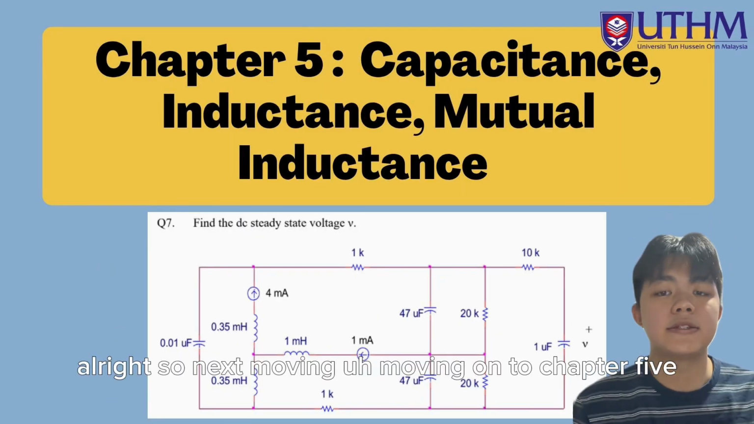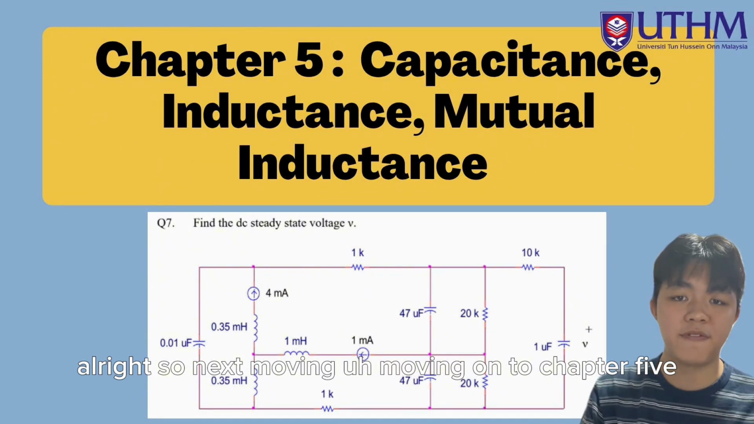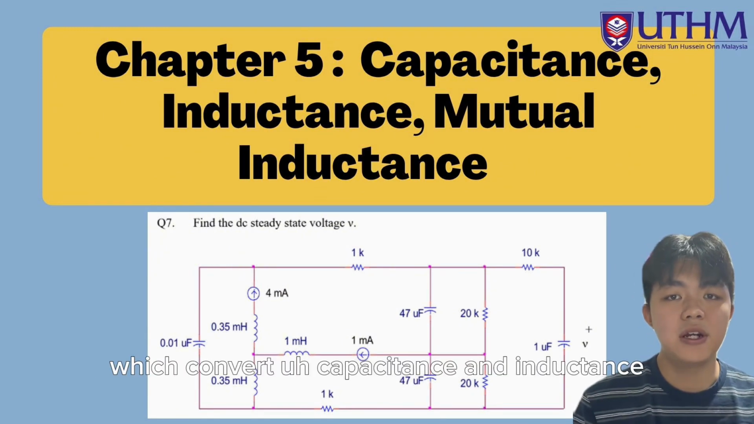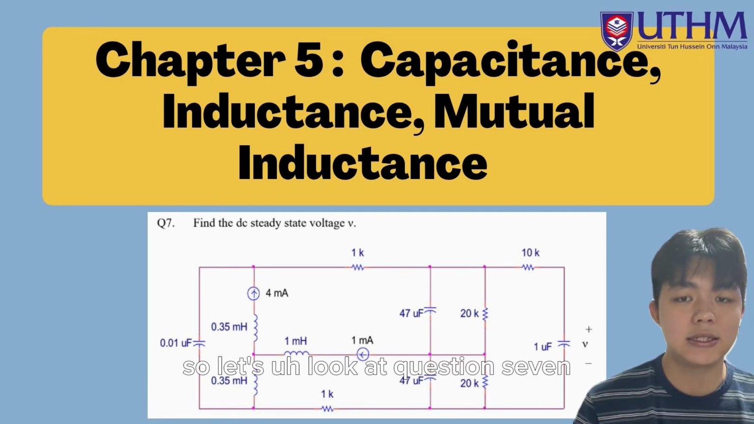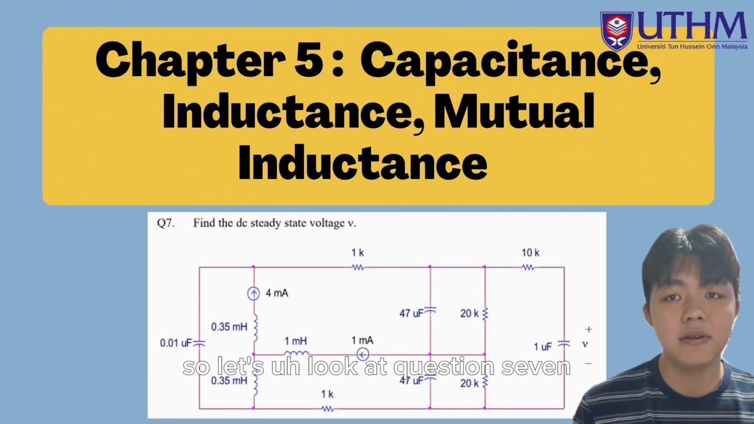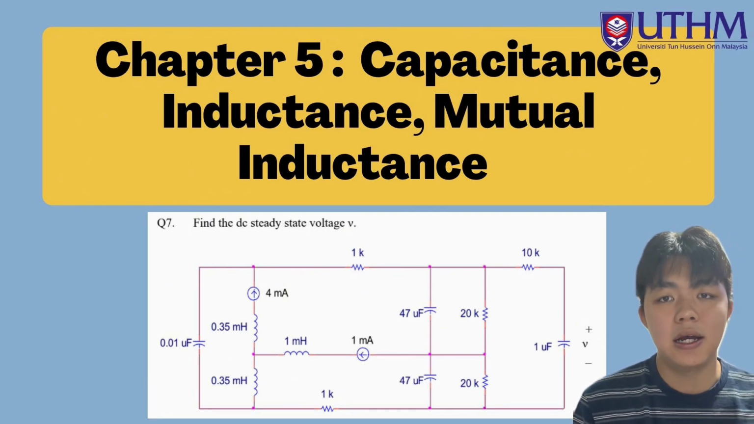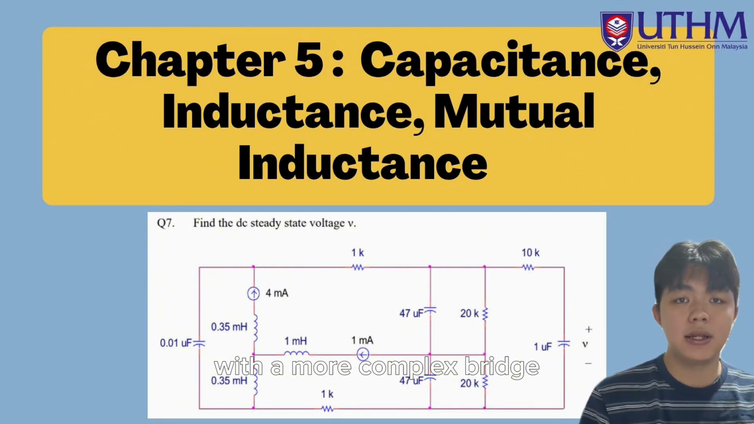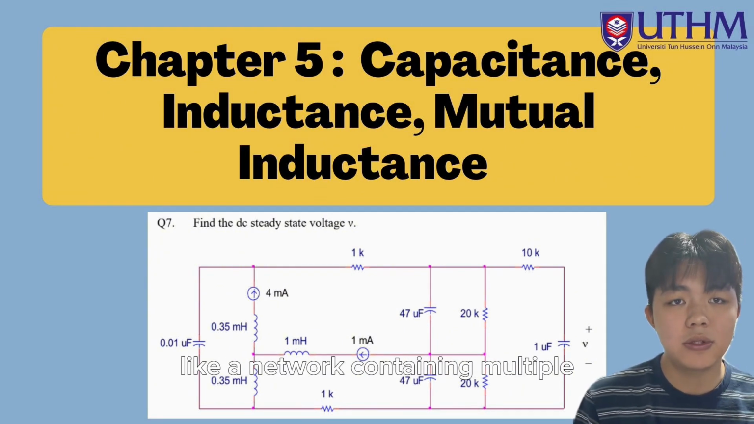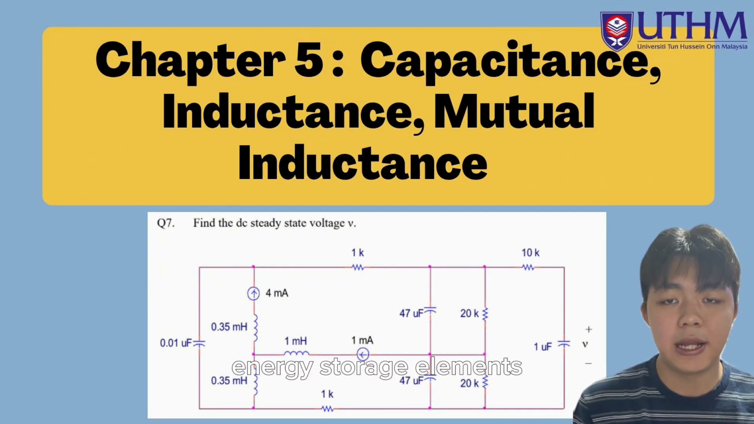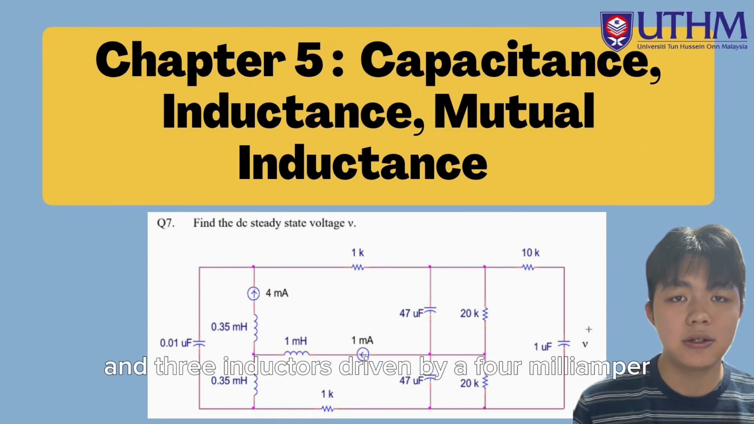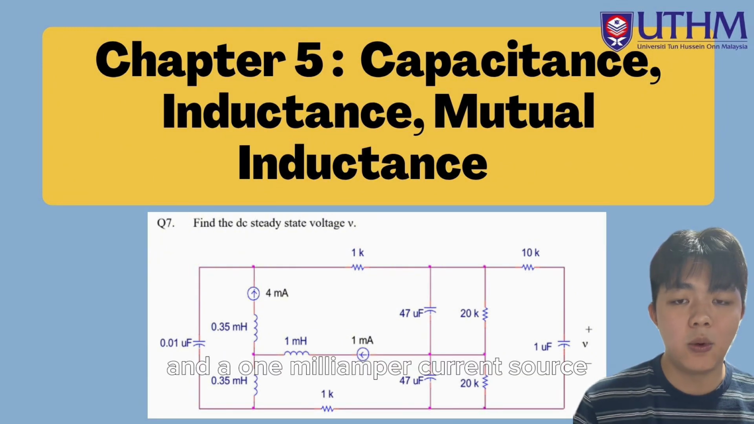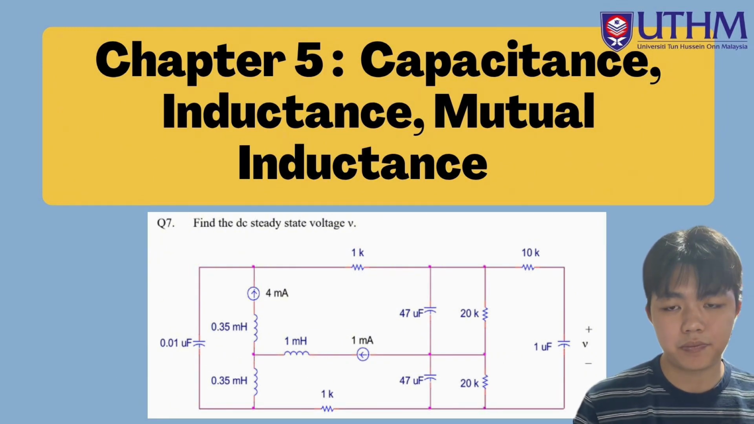All right, so next moving on to chapter 5, which covers capacitance and inductance. So let's look at question 7. We are presented with a more complex bridge-like network containing multiple energy storage elements, 3 capacitors and 3 inductors, driven by a 4 milliampere and a 1 milliampere current source.